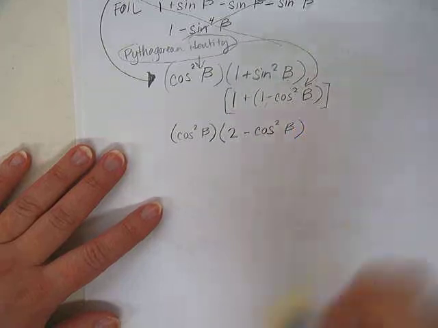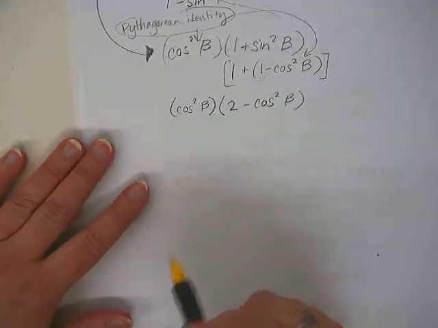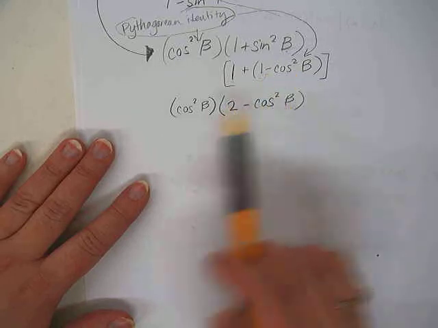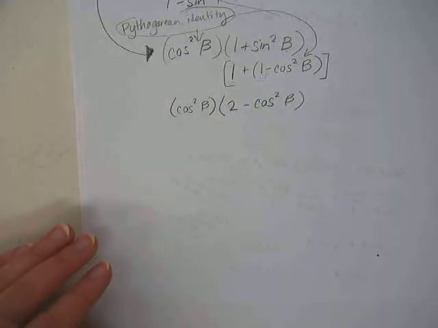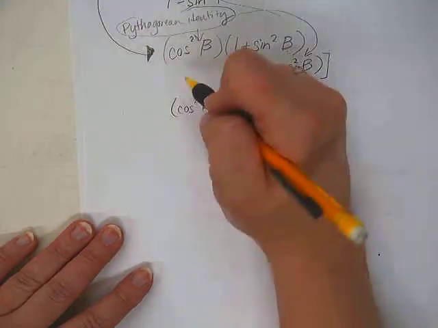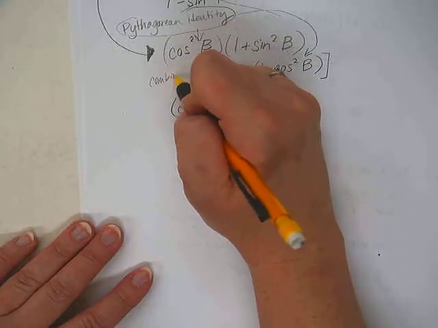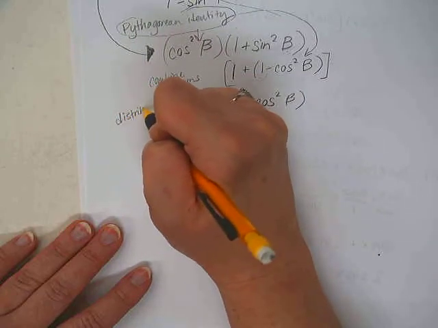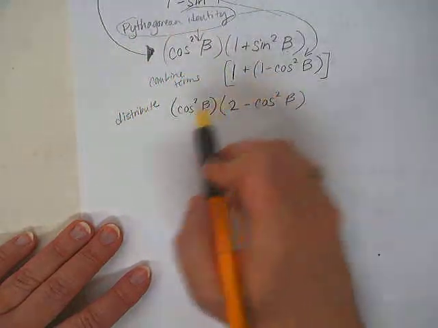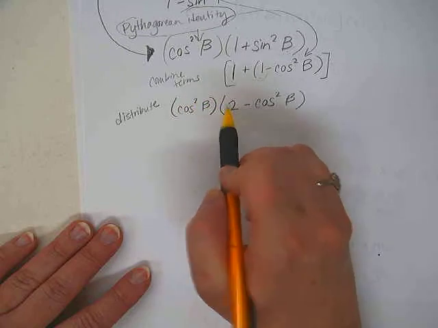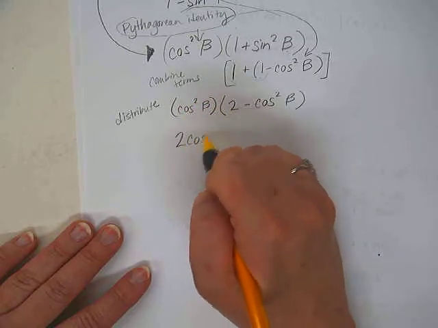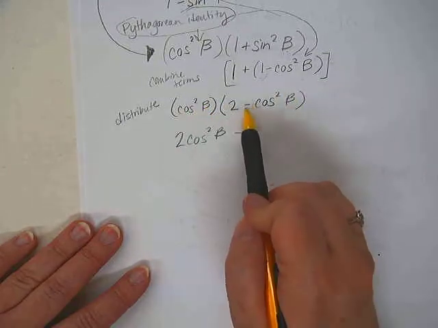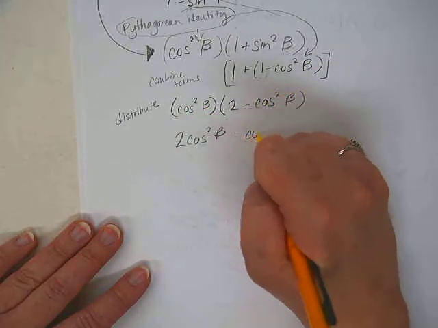Yes. Okay, so now what I'm going to do is combine these terms here. So I'm just going to rewrite this. Cosine squared beta, and then I'm going to combine the ones. So that I'll have 2 minus cosine squared beta. 1 plus 1 is 2, and then it's minus cosine squared. Okay, now I'm going to distribute. So this was combined terms. And now I'm going to distribute.